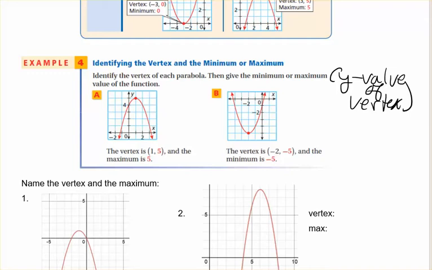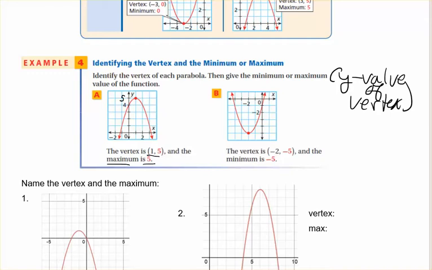In example A, we can see from the graph that the vertex is over 1 and up 5, so that is (1, 5). And it is a maximum. Sometimes you have to decide whether it's a maximum or a minimum. It is a maximum because that is the highest that the graph will ever reach. The maximum is the y value of that vertex, which is 5.